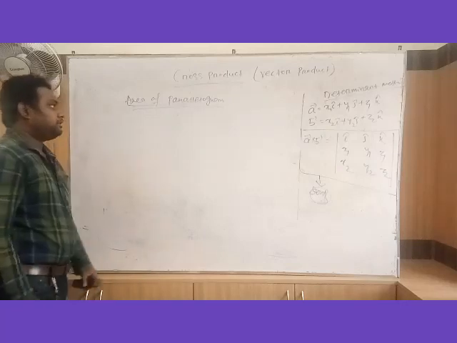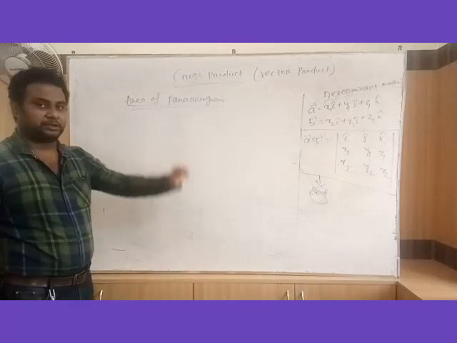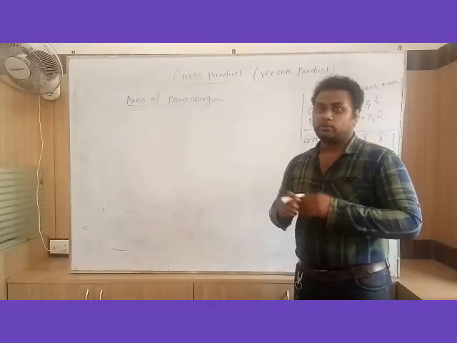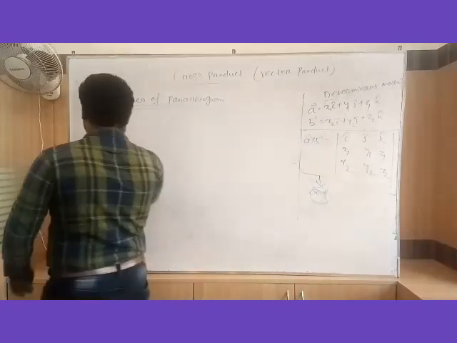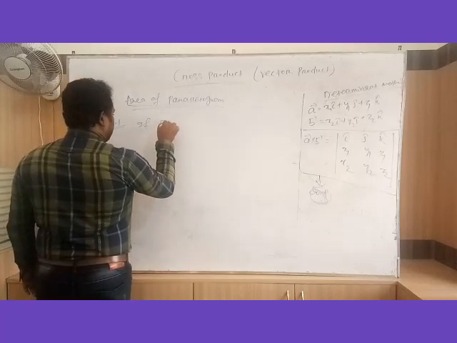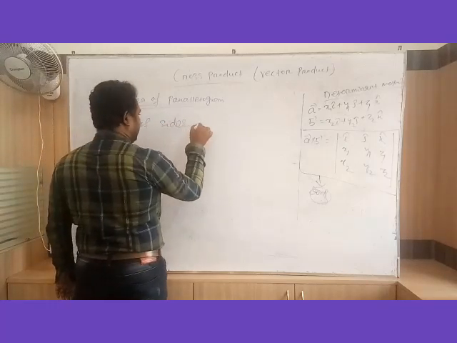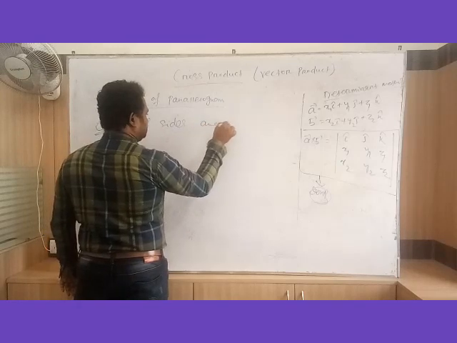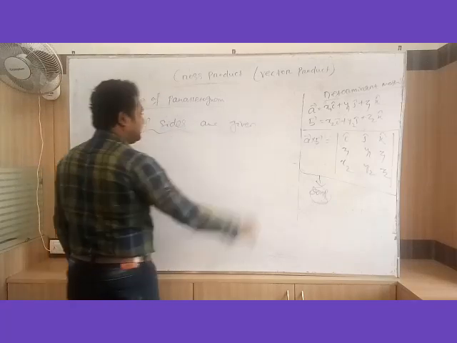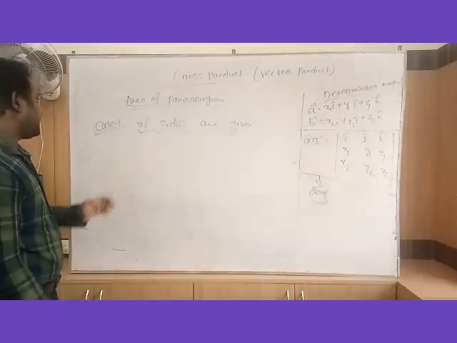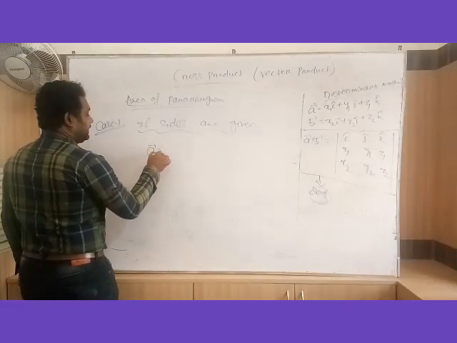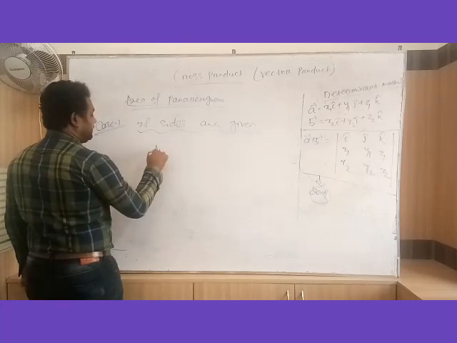Okay. So now, how to find out the area of a parallelogram? There are two formulas by which you can find the area of a parallelogram. Two cases. First case, case 1: if sides are given, and by sides I mean adjacent sides. Adjacent sides of a parallelogram are given, then you find the value of A cross B, and then the value of area.